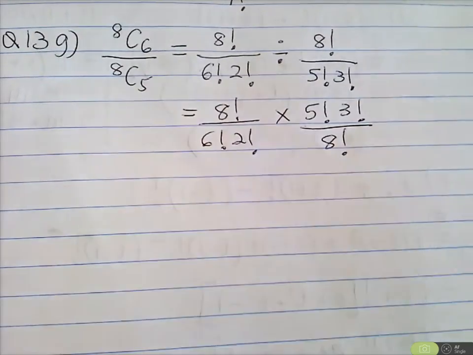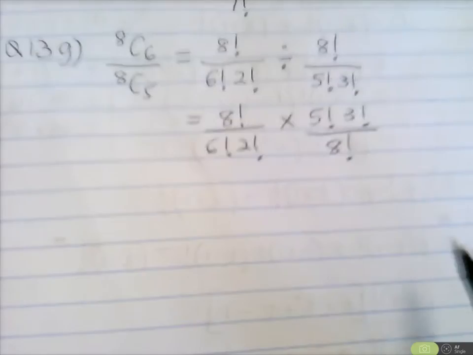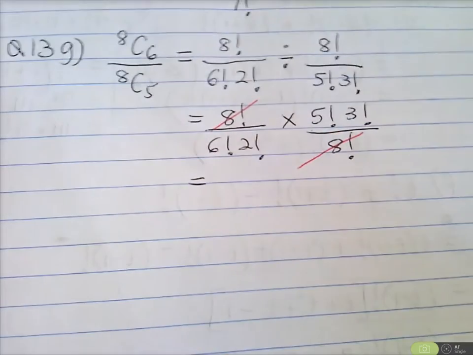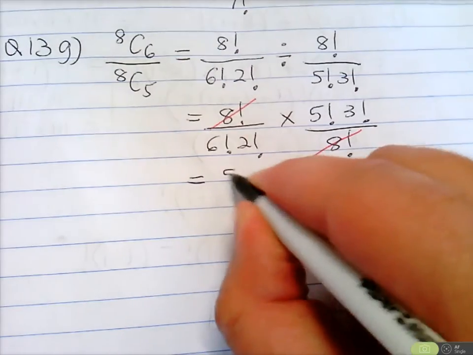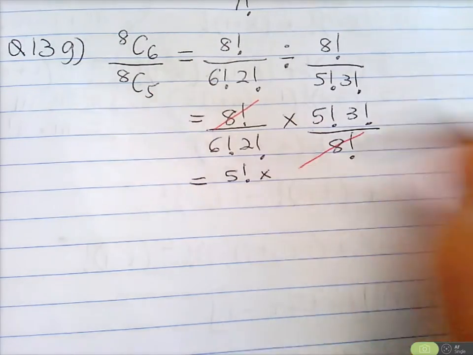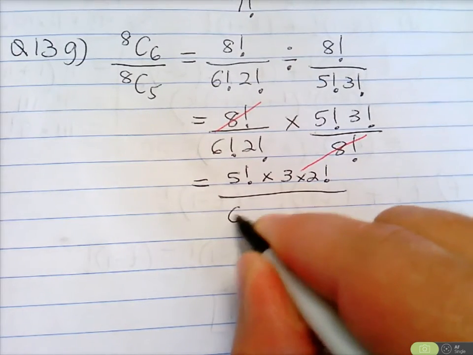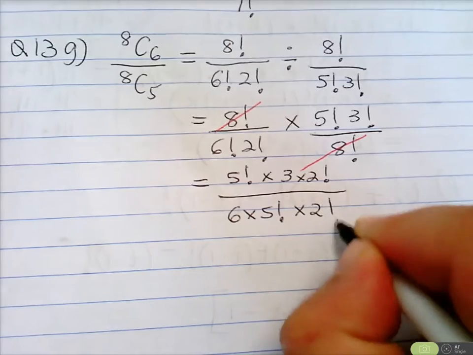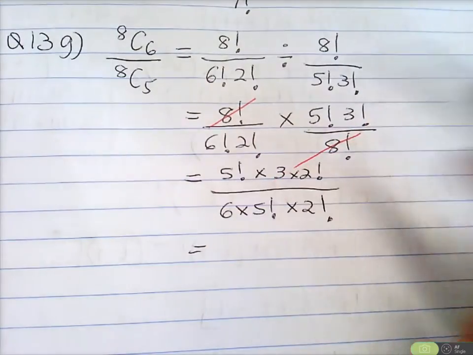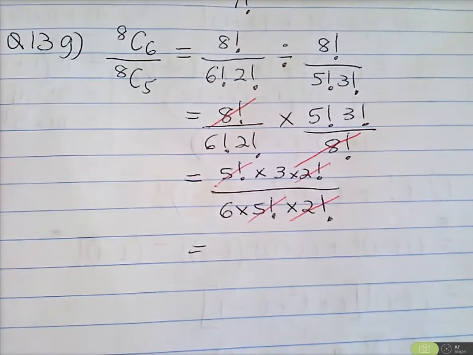Just write each one according to the notation, divided by the other one. Change the divide to a times and flip. And then you can cancel the 8 factorials. Then you can start winding some of them down. Which ones will you? I'd keep the 5 factorial because the 5 and the 6 go together, and the 3 and the 2 will go together. So what would you do with the 3 factorial? 3 times 2. And what are you going to do with the 6? 6 times 5 factorial, and keep the 2 factorial. And cancel. Good. Match them up first and then do your cancelling. What do we get? A half.